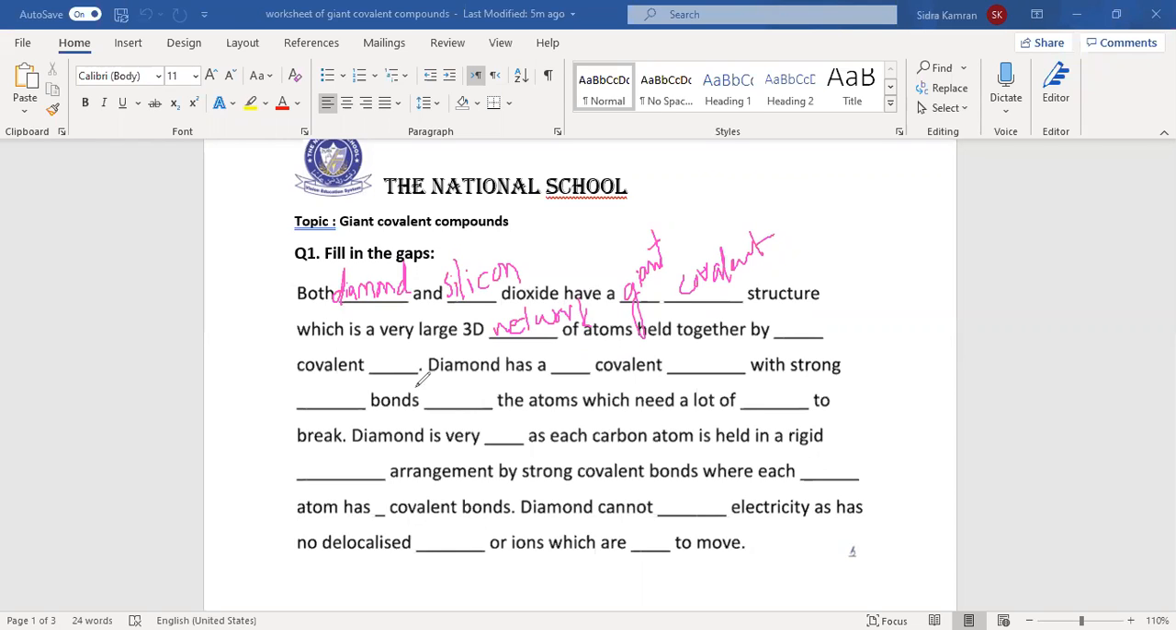Which type of covalent bond is present in silicon dioxide and diamond? Strong covalent bond. In graphite, weak intermolecular forces are also present, but in diamond and silicon dioxide there are just strong covalent bonds present. Strong covalent bonds.